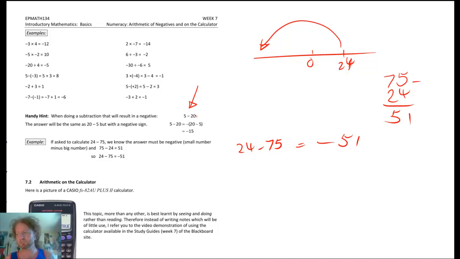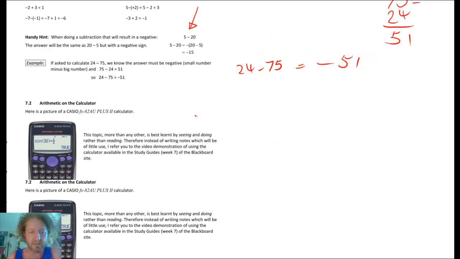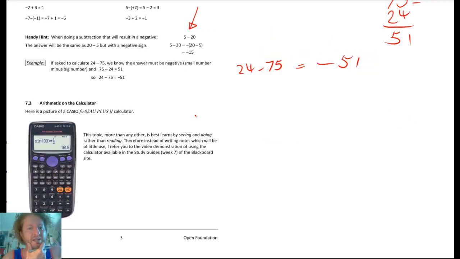So, well, really, it's a very short video today, because that was the intro to say about how to deal with negatives. Now try the examples and that. The rest is about arithmetic on the calculator, and it depends what calculator you have. You'll see there's already a video demonstration that Scott did of the calculator available in the study guides in week 7. I'll also put in another little video that we got paid to make once, just a very quick intro on how to use a scientific calculator.